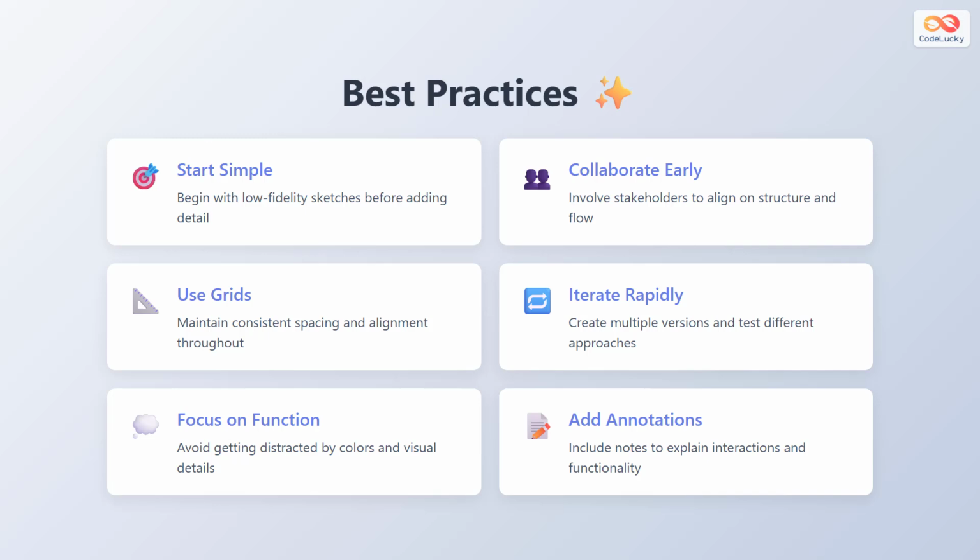Follow these best practices for effective wireframing. Start simple by beginning with low-fidelity sketches before adding details. Collaborate early by involving stakeholders to align on structure and flow. Use grids to maintain consistent spacing and alignment throughout your wireframes. Iterate rapidly by creating multiple versions and testing different approaches. Focus on function rather than getting distracted by colors and visual details. Finally, add annotations to explain interactions and functionality that might not be obvious from the visual alone.